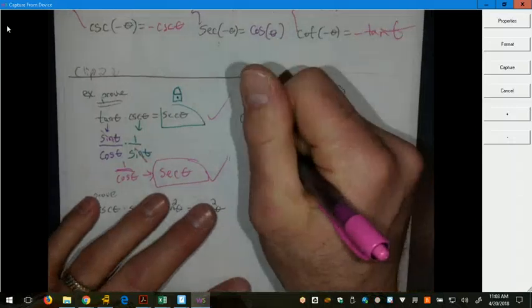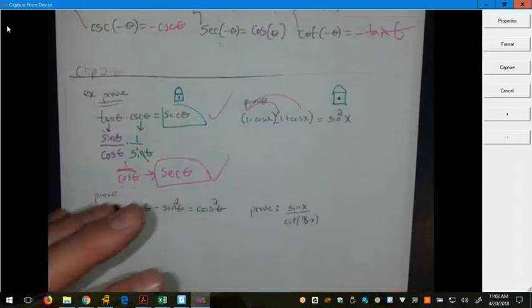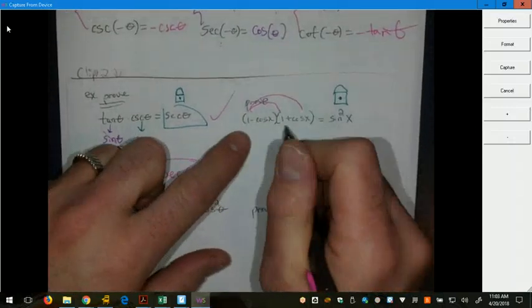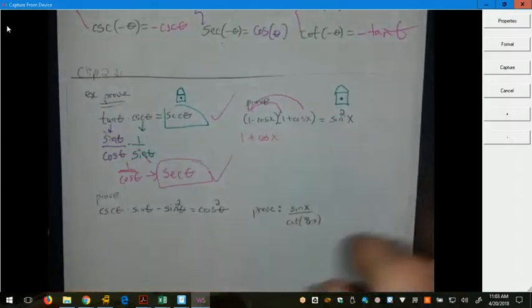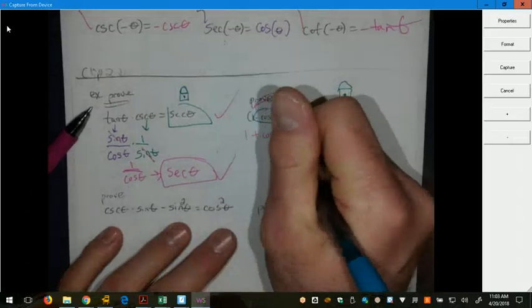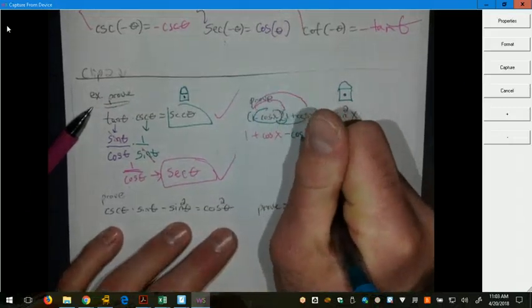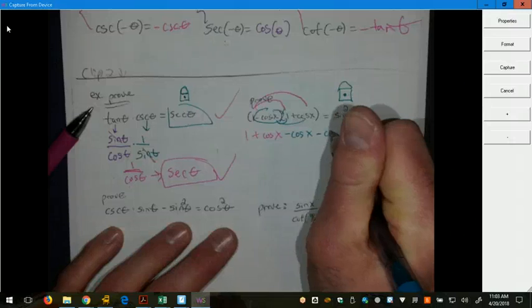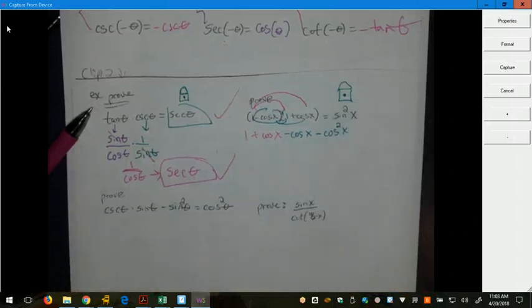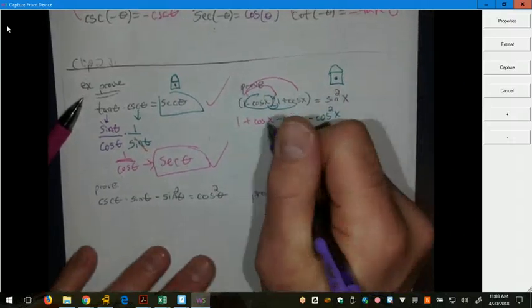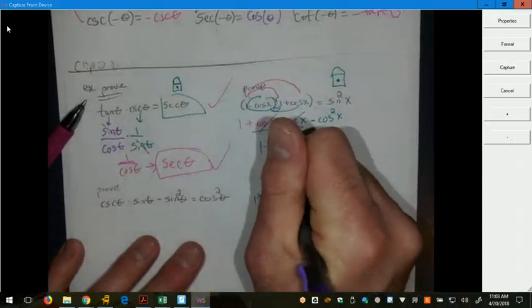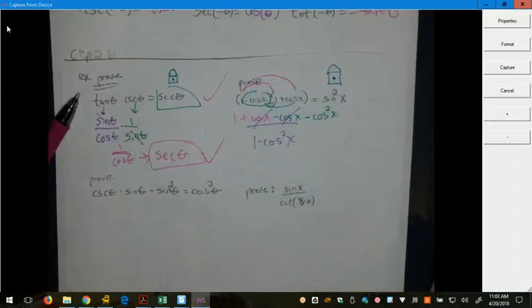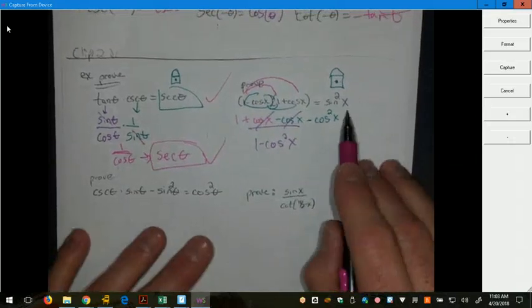If I actually go through and distribute this, distributing doesn't always work, but sometimes it does. This gives me 1 plus cosine x. Then I distribute the negative cosine. I get negative cosine x minus cosine squared x. And if you look at this, these are opposite terms, so they're canceled. I have 1 minus cosine squared x. What am I trying to get to? I'm trying to make it sine squared x.